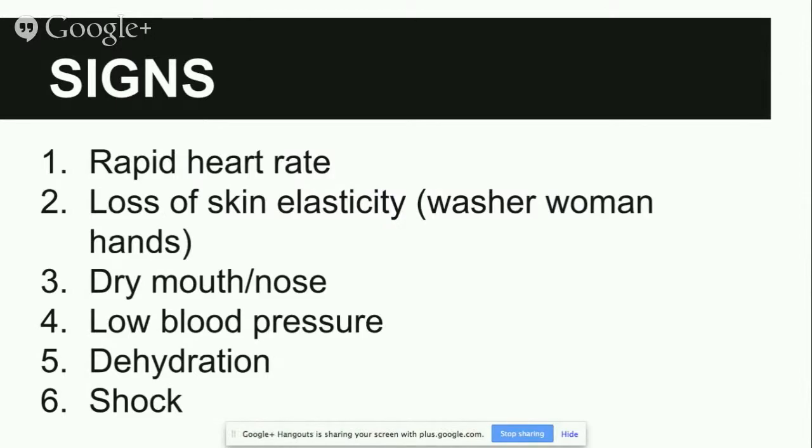So first one is a rapid heart rate. Then the next one is loss of skin elasticity. Next one is dry mouth and nose. And then this next one is low blood pressure, dehydration, and shock. All right. So we'll start out with rapid heart rate. That one is one of the hardest to explain, but it makes sense. Your body is working so hard to get it back to normal that it has to increase the heart rate to pump more blood.